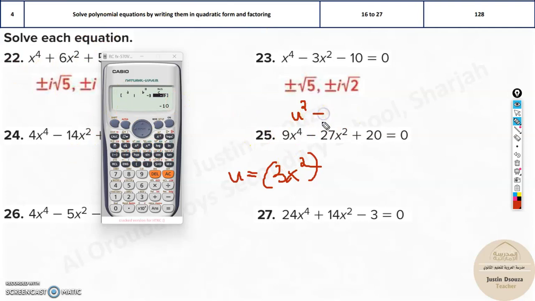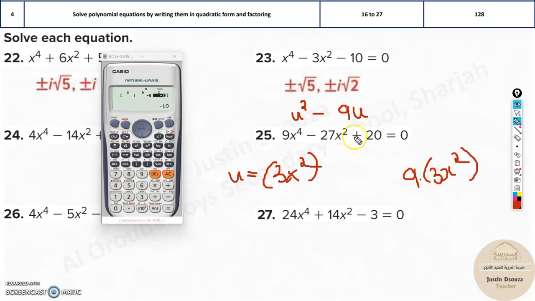Now, what is the next thing? I need to split this into 3x squared. Basically divide 27 by 3, you will get 9u. How do you understand this? It's very simple. You have assumed 3x squared as u, so you have to just transfer the same thing over here. But remember, whatever the number is, divide 27 by that, because we can write 9 into 3x squared now.